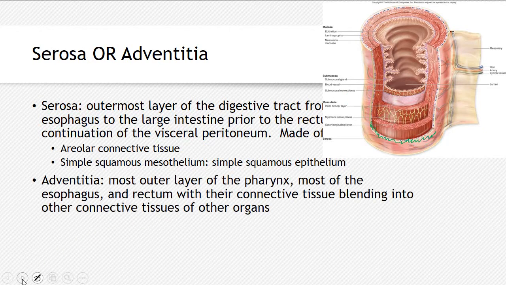It is serosa or adventitia because not every part of the digestive tract will have the serosa. A lot of it will have serosa. It's not a lot, but there's some parts of it that will have adventitia, like outside of our pharynx, most of the esophagus, usually the upper portion, the rectum. Okay, so this will have connective tissue that will end up blending with the connective tissue of surrounding organs.